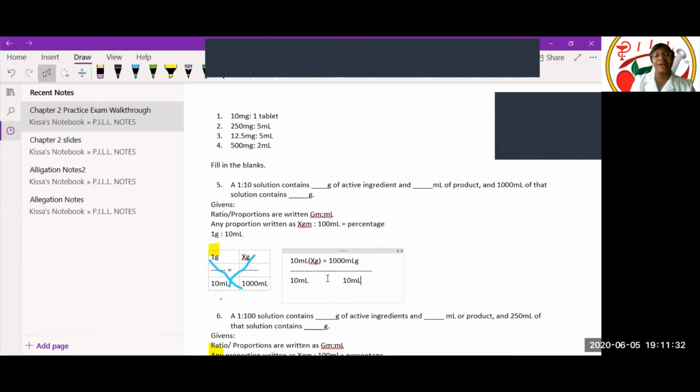When 10 divides by 10, that equals 1. When a number divides by itself, you get the value of 1. So that'll actually be 1 times X grams, an unknown value of grams, will equal that unknown value of grams. But over here, we have 1,000 divided by 10, which will equal, so we're left with our unknown value of grams, which will equal 100 grams.